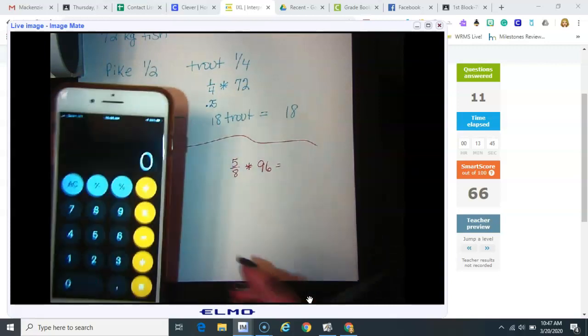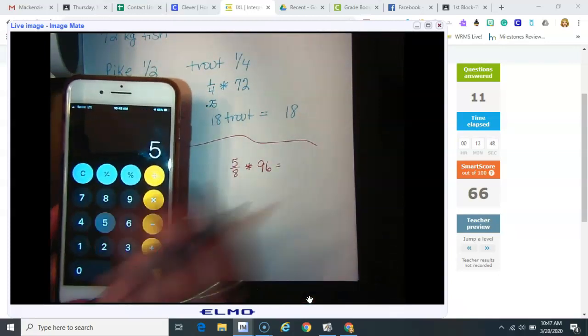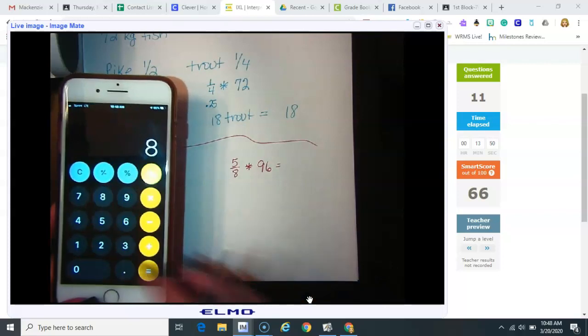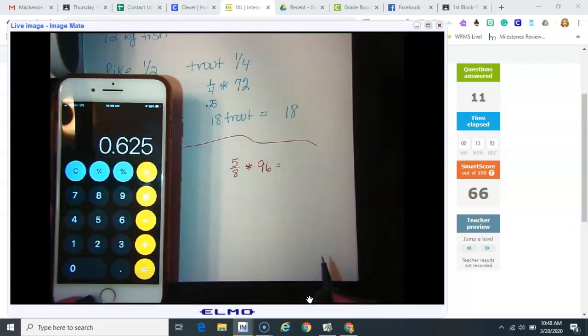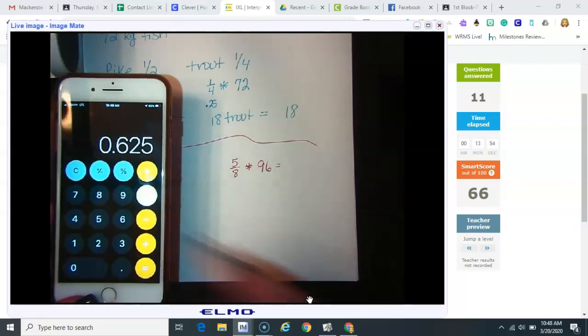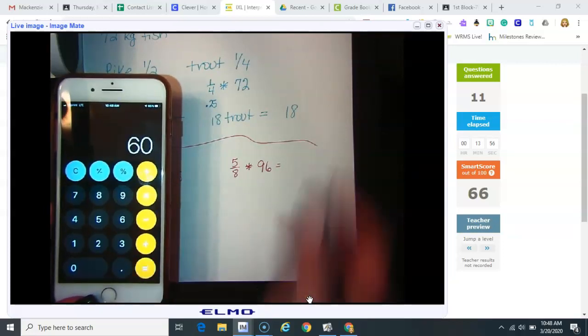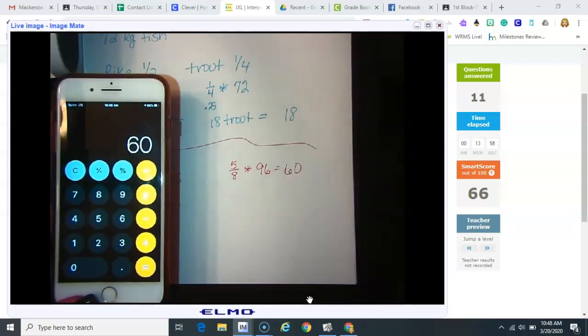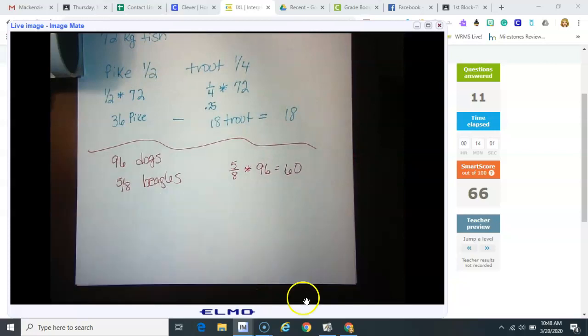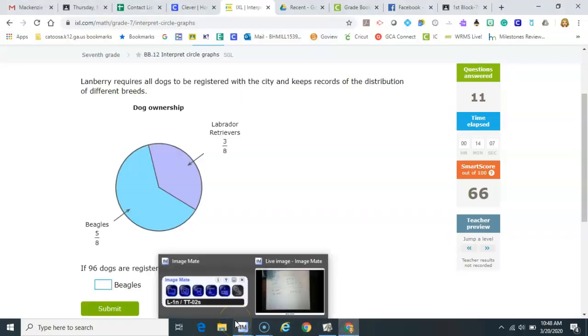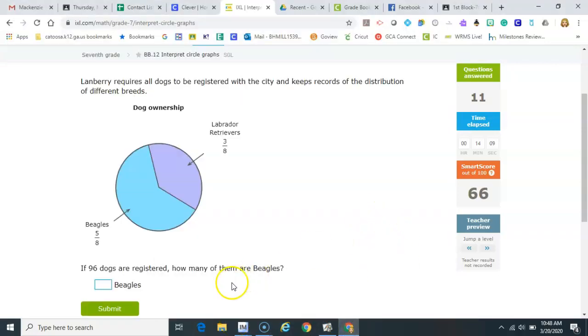5/8 of 96. So 5 divided by 8, and you get 0.625 times 96. So that is 60. That would be 60 dogs. So if 96 dogs are registered, how many are beagles? 60.